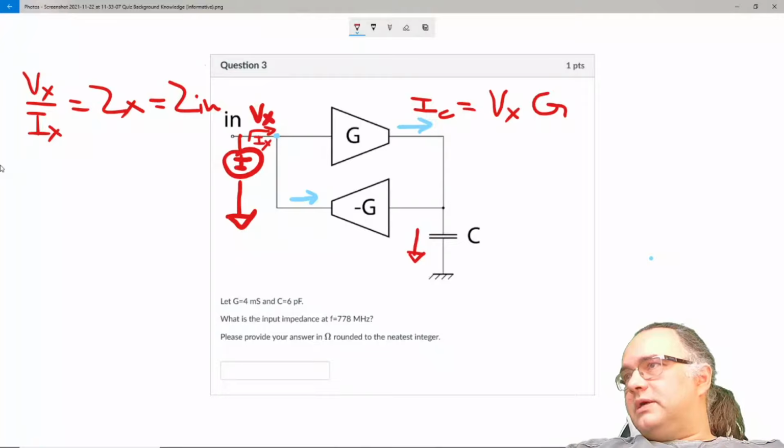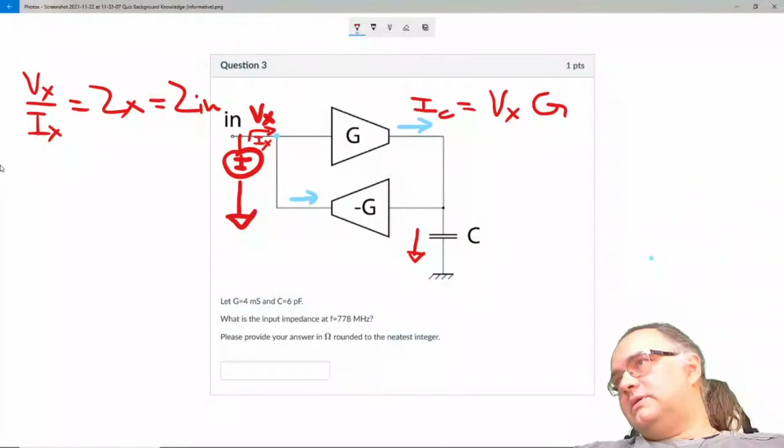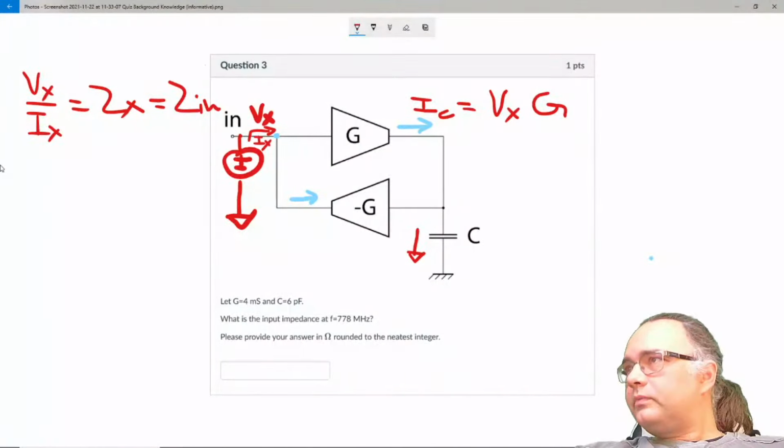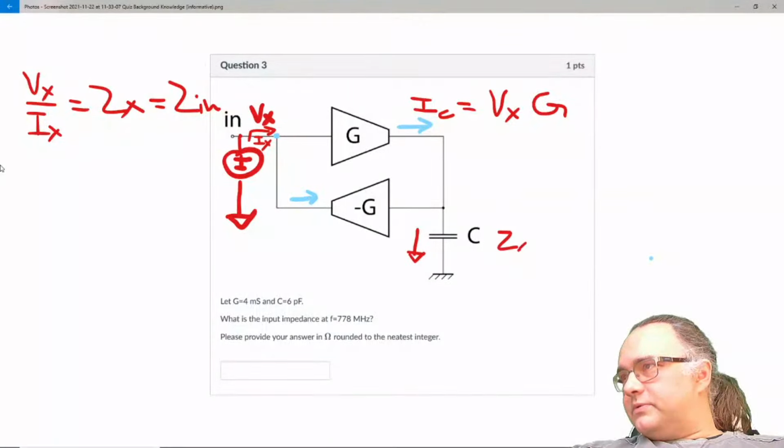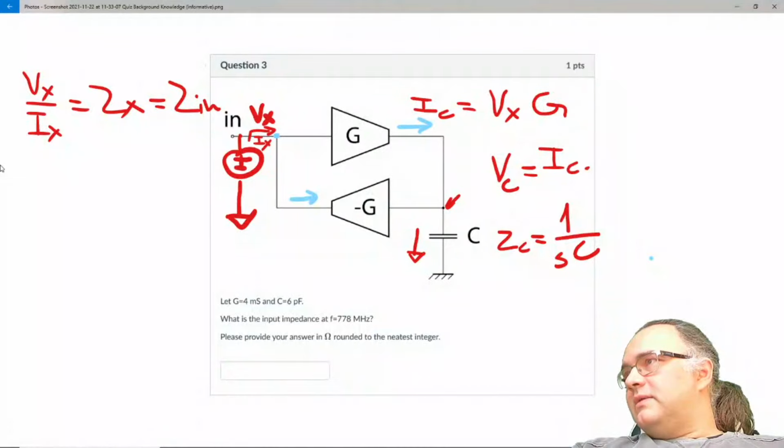It cannot go inside the transconductance stage because this is an ideal transconductance stage, and its input impedance is infinite, so the input current is zero. Then this current will go into the capacitor. The impedance of the capacitor, you know, is 1 over SC. Then this voltage here, let's call it Vc, is actually the current Ic times Zc, which is Vx times G divided by SC.